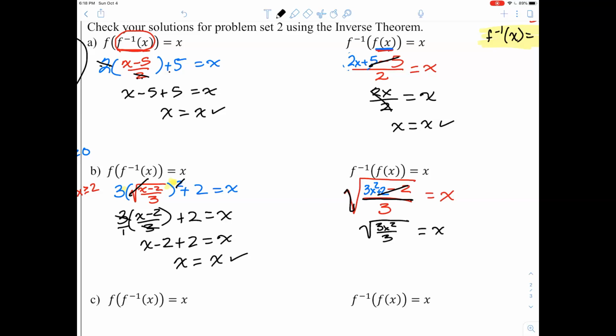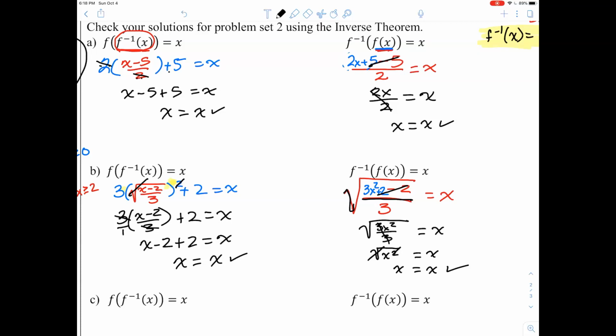And then we still have this grouping symbol inside. We can actually simplify this fraction by canceling out the 3's, and so that leaves us the square root of x squared equals x, and squares and square roots cancel out, and so x equals x, and there you go.